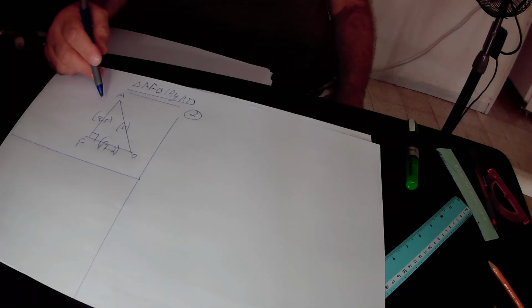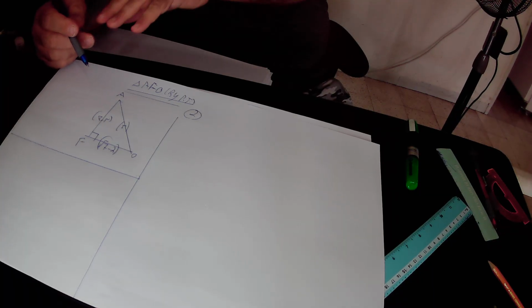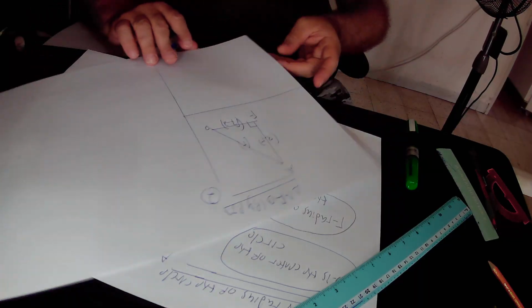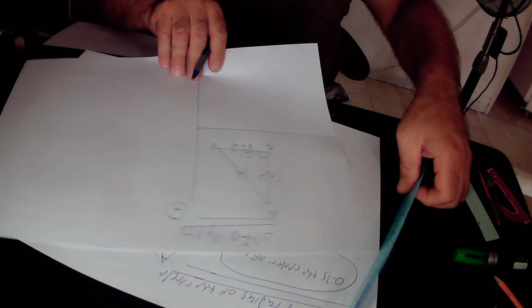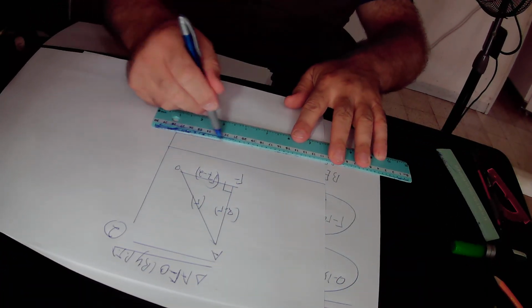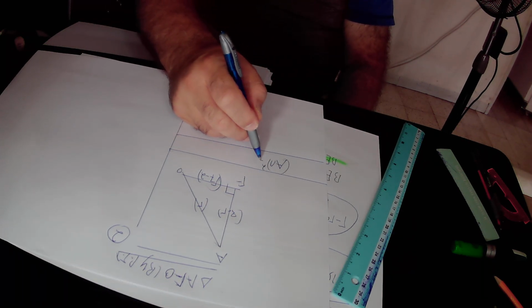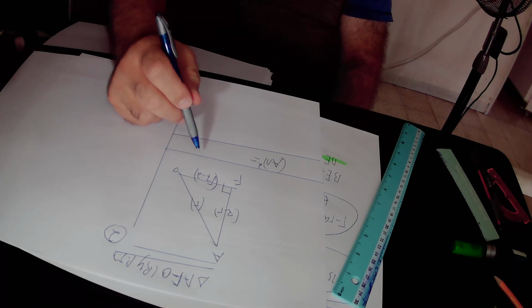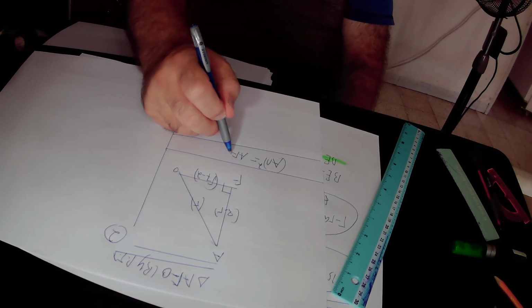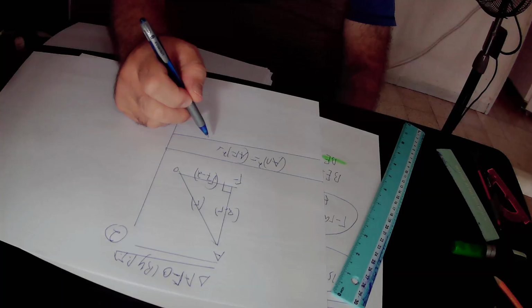In this right triangle AFO, according to the Pythagoras theorem, AO squared, that is the square of the hypotenuse, equals AF squared plus FO squared. So I write it down. AO squared, that is the square of the hypotenuse, equals AF squared plus FO squared.